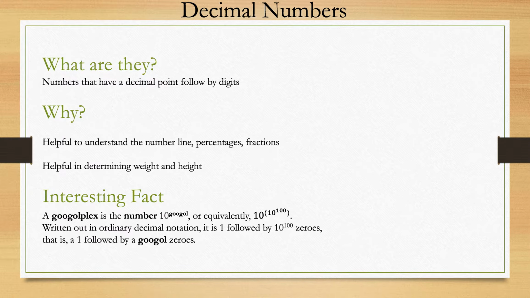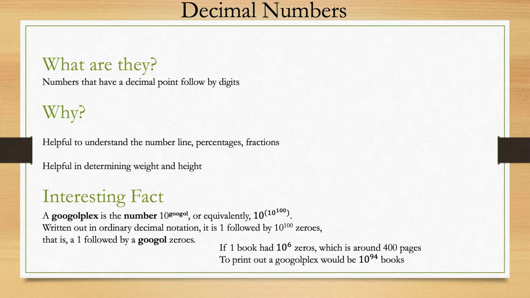Interesting fact, a googolplex is the number 10 to the googol, or equivalently 10 to the 10 to the 100. Written out in ordinary decimal notation, it is 1 followed by 10 to the 100 zeros. That is a 1 followed by a googol zeros. Now you may be wondering what that is. So if one book had 10 to the 6 zeros, which is around 400 pages, to print out a googolplex would be 10 to the 94 books. There's not enough space on earth to do that.